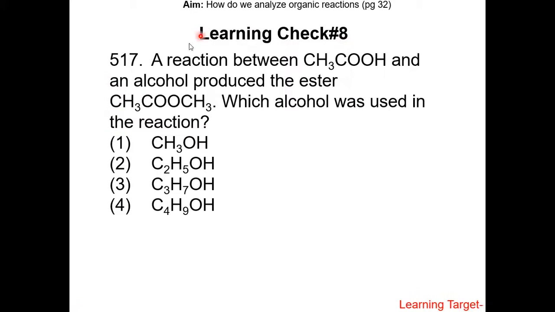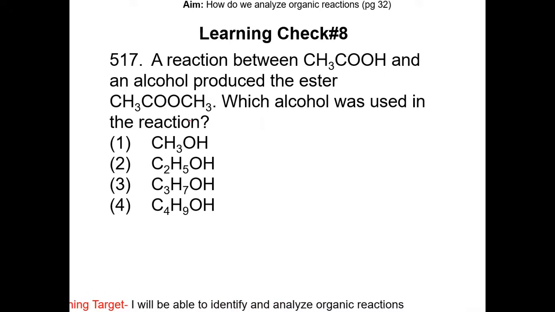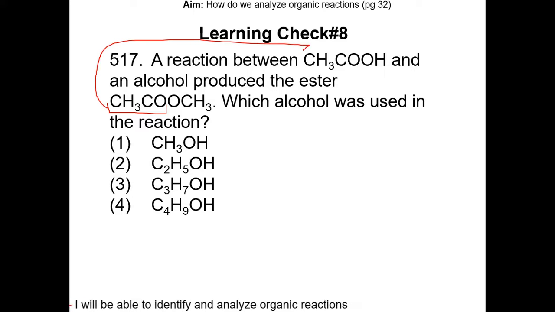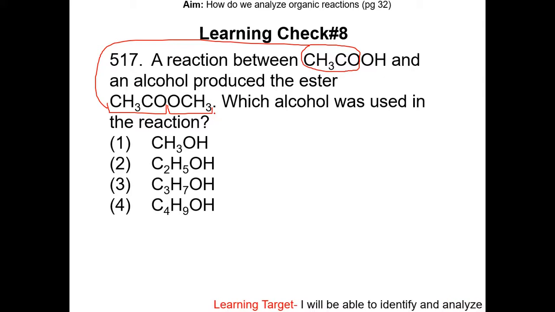Learning check number 8. A reaction between CH3COOH and an alcohol produces an ester, CH3COOCH3. Which alcohol was used in the reaction? Pause the video. Resume when completed. By looking at the ester, this fragment came from the organic acid. Therefore, this fragment must come from the alcohol. Since the alcohol fragment has only 1 carbon, the answer is choice 1.